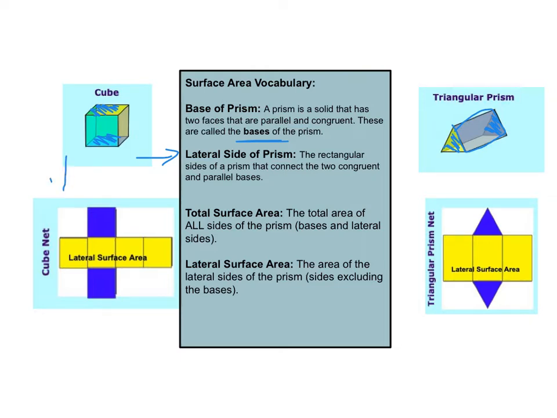Let's take a look at the nets of these prisms. In the net of the cube, here's one of the bases, base 1, and here's base 2. In a triangular prism, this is base 1, and here's base 2. In each of these nets, you will see yellow rectangles. These are your lateral sides. In this lesson, we will be calculating the lateral surface area, which is just the area of the lateral sides of the prism.